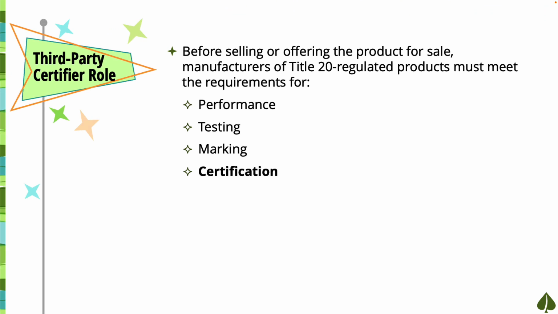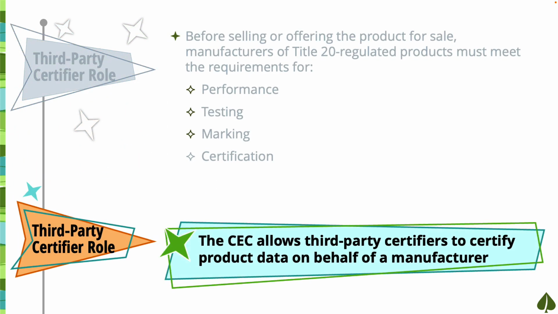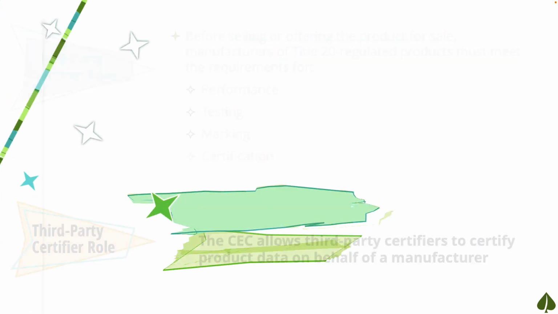Before selling or offering a product for sale, manufacturers of Title 20 regulated products must meet the CEC performance, testing, marking, and certification requirements. But manufacturers don't need to submit their products to the MAEDbS themselves if they prefer not to. Rather, they can arrange for a third-party certifier to submit product data and get it certified on their behalf.